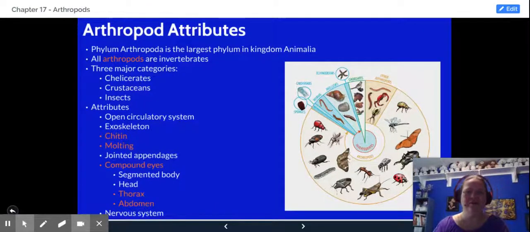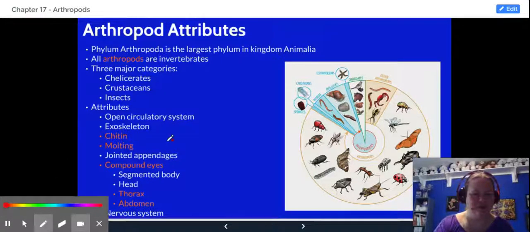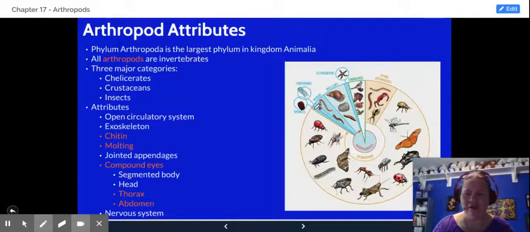All right, so arthropods, okay? The term arthropod means jointed foot, arthro meaning joint, and poda meaning foot or feet. All of them are invertebrates, okay? They don't have a backbone, and arthropods are the largest phylum in the animal kingdom. We're talking a lot of species.